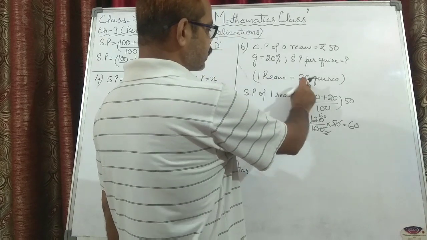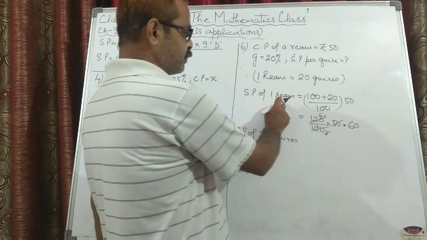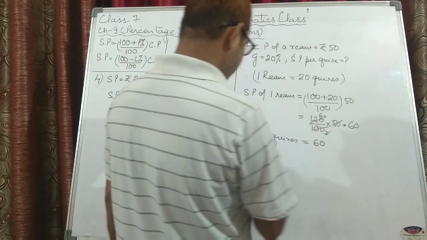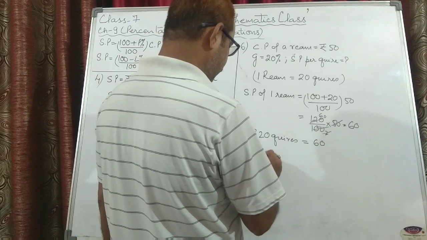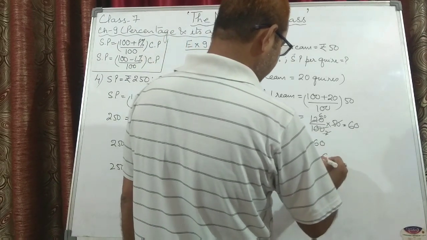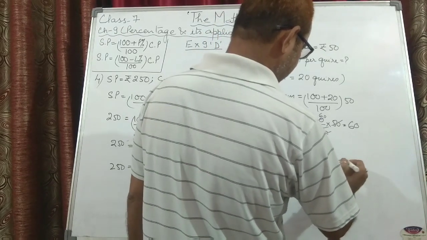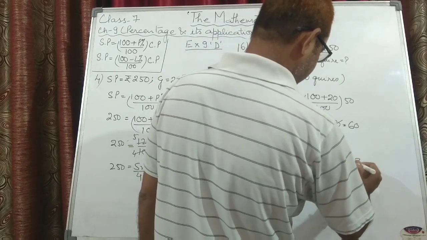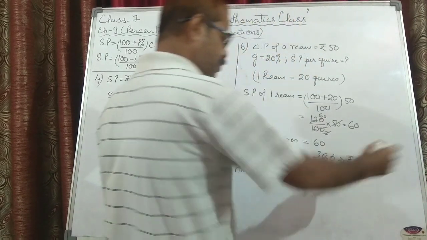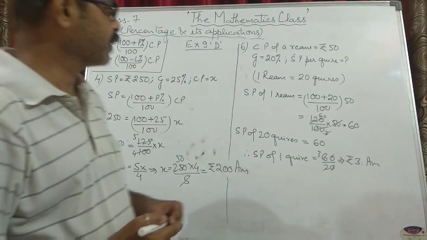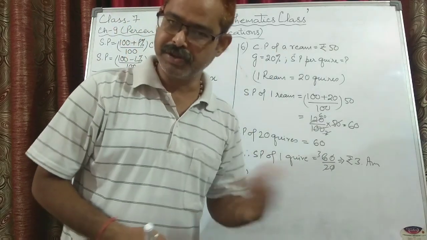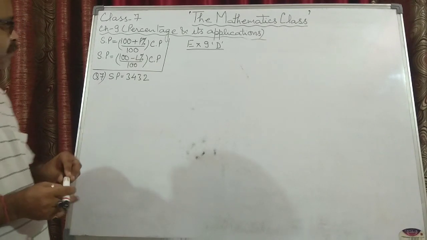Since we know that one ream is equal to 20 quire, and the selling price of one ream is rupees 60, the selling price of 20 quires is rupees 60. Therefore, the selling price of one quire will be 60 upon 20, that is rupees 3. That is the final value. So rupees 3 is the selling price of one quire, meaning he must sell it at rupees 3 per quire to gain 20%.